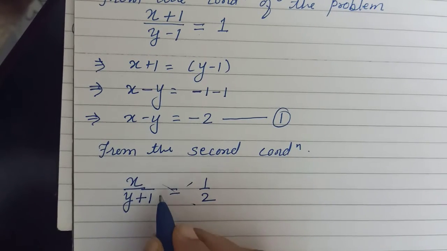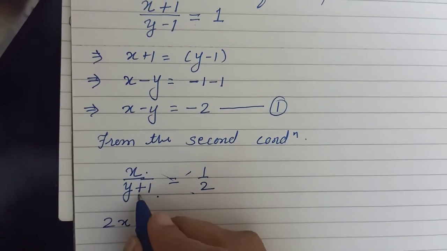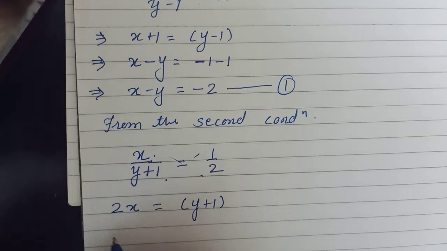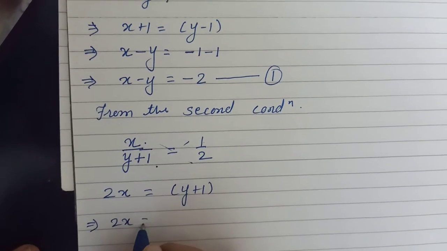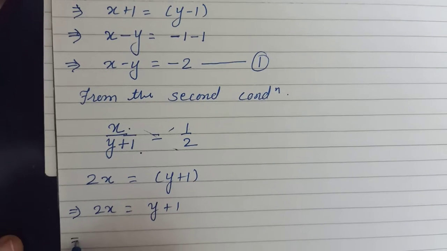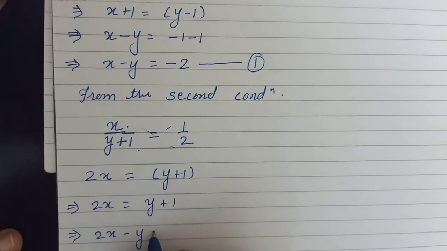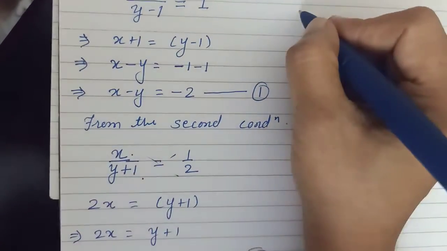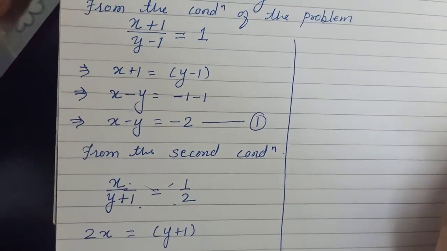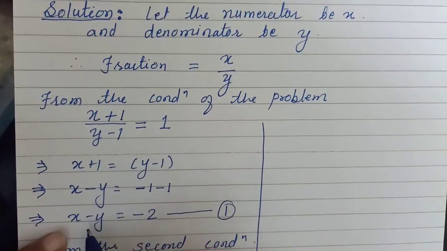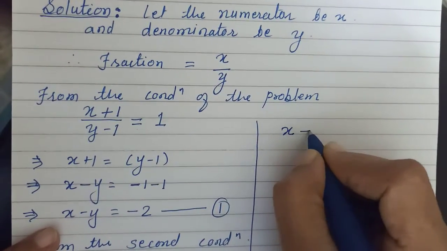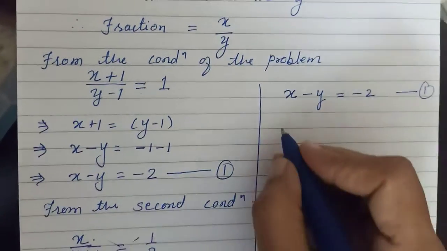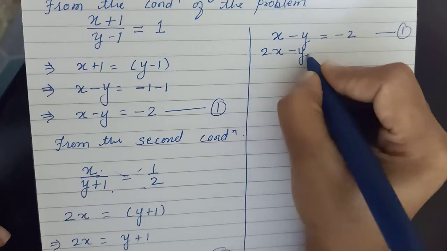Take the cross multiplication like this: x with 2, that is 2x, is equals to 1 into y plus 1. If you solve this, 2x is equals to y plus 1, and this implies 2x minus y is equals to 1, and we will call it number 2. Now see the first equation, I am writing it here: x minus y is equals to minus 2. This is first. And second is 2x minus y is equals to 1.